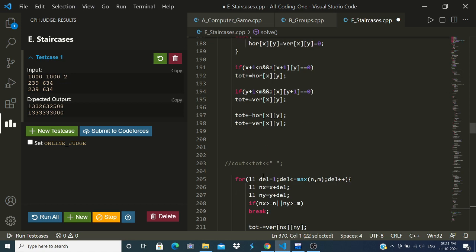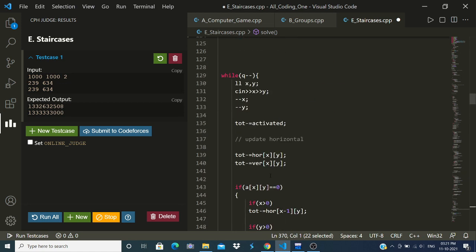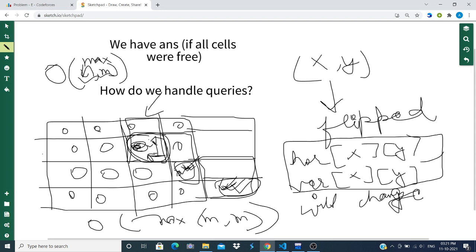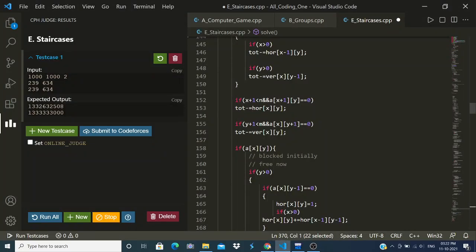The main thing is changing these values, right? Updating these values. Like if we change this cell, then I need to update all the horizontal and vertical staircases values for all these cells, right? Like ij, then updating i plus 1 j plus 1, then updating i plus 2 j plus 2, right? I need to update all those cells.